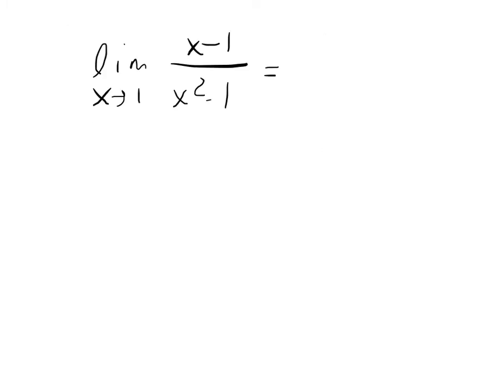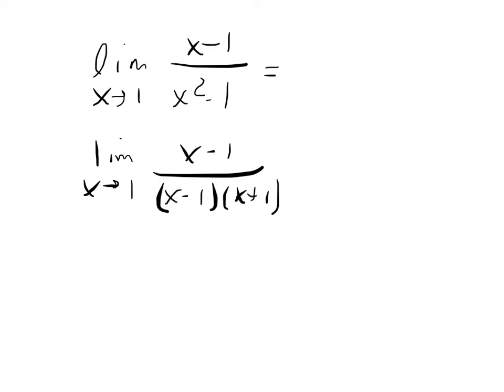Same situation here for this one. I can't plug 1 in, because if I plug 1 in, I get 0 in my denominator. I can't have a 0 in the denominator. What does this graph look like? Well, I see a difference of squares, so the first thing I'm going to do is look at this a little differently: as x minus 1 over x plus 1.